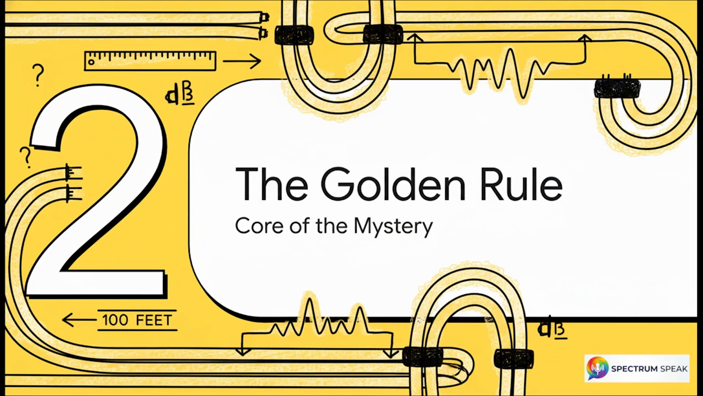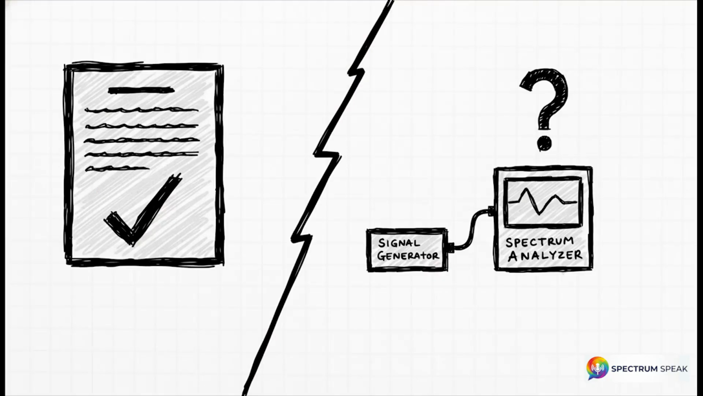This right here is the core of the mystery. This is the disconnect that trips up so many people. You trust the datasheet, but your real-world measurements are telling a totally different story, and you're left wondering why. Well, it's because the conditions that spec was measured under might not be the same as the conditions in your lab.